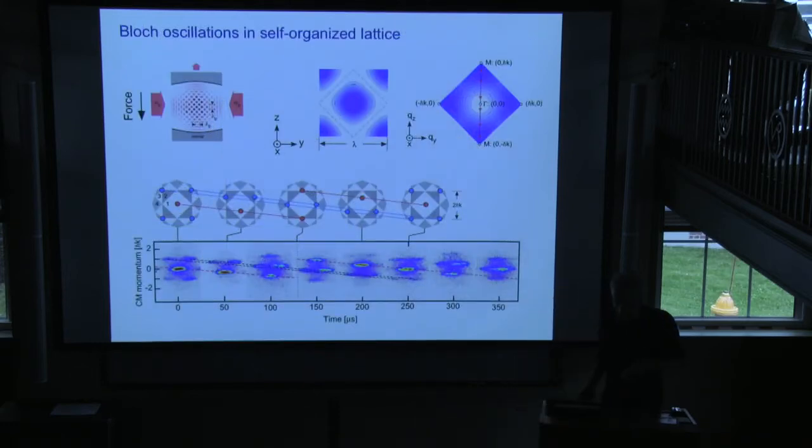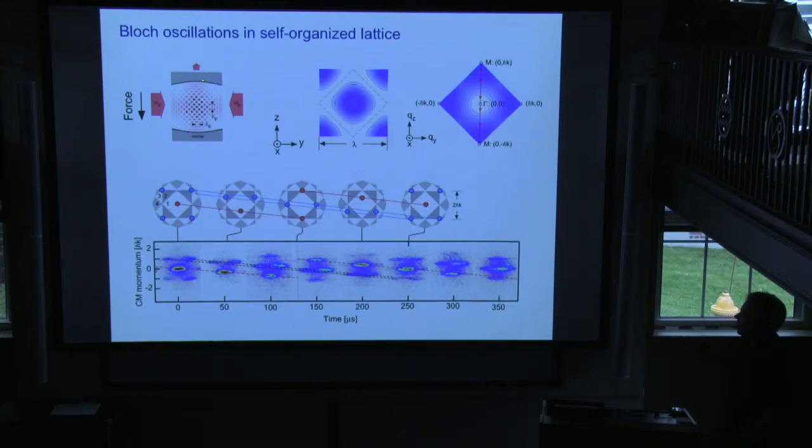Very briefly, I want to show you that in the self-organized lattice, you can look at Bloch oscillations. Since we had been looking at Bloch oscillations in an axially coupled lattice, it's not too far-fetched to see whether this can be done in a self-organized lattice as well.